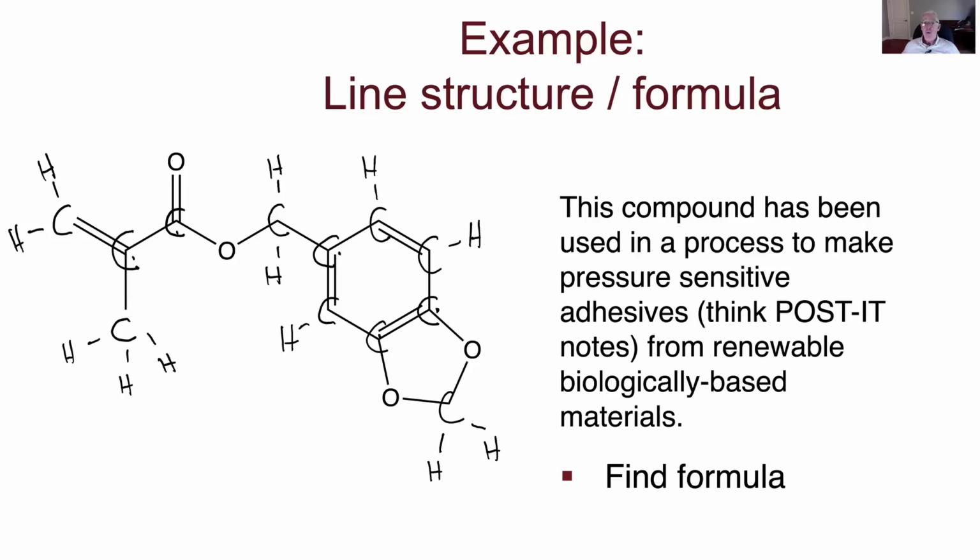To make this into a formula, all I have to be able to do now is count. Okay, and so let's see. We're going to write the carbons first. Normally for these organic molecules, we write the carbons first, then the hydrogens, then we tend to write everything else in alphabetical order. Okay, so that's what I'm going to go with here. Let's count up the carbons. I've got 1, 2, 3, 4, 5, 6, 7, 8, 9, 10. That's 11, and that one is 12.